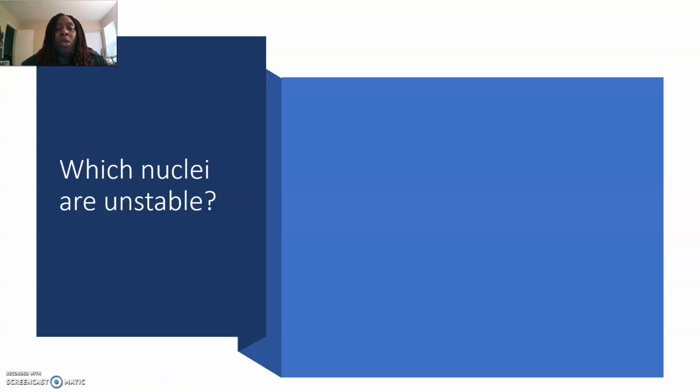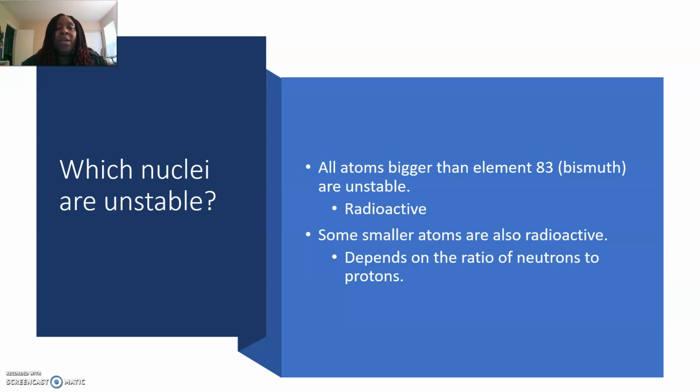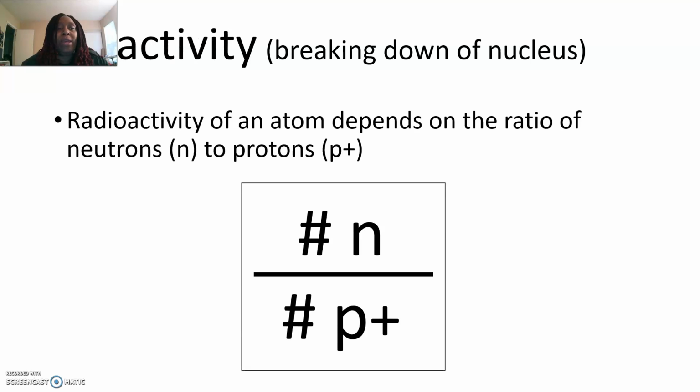Okay, so now let's talk about how we're going to predict all of this. Which nuclei are unstable? All atoms bigger than element 83, which is bismuth, are considered unstable. They are radioactive. There are some smaller atoms that are also radioactive. It's going to depend on the ratio of neutrons to protons, and we're going to show you how to calculate that.